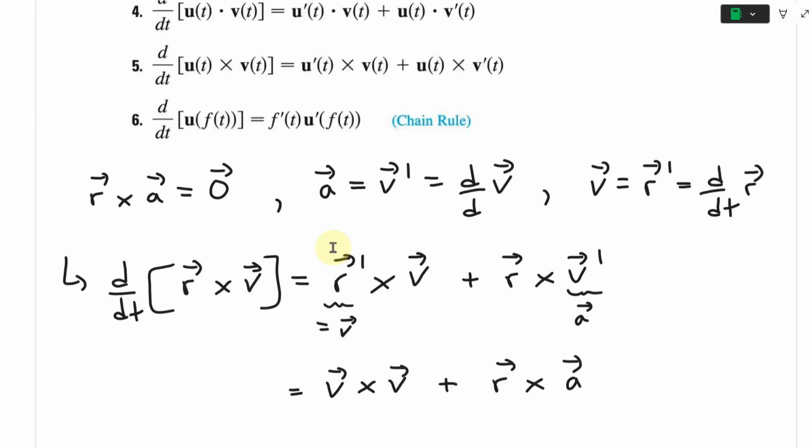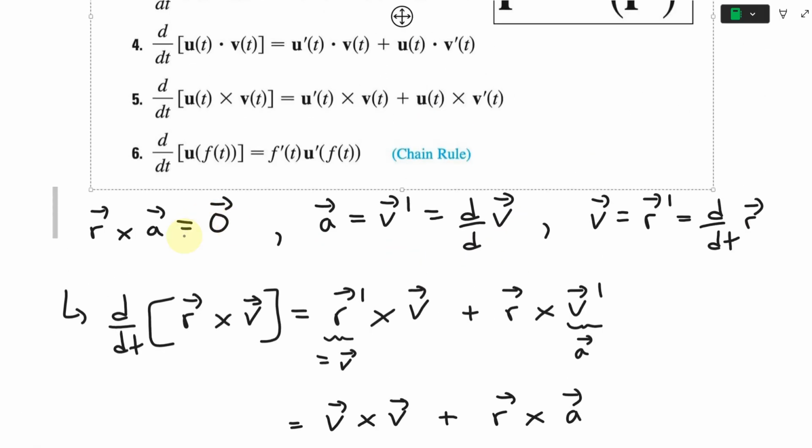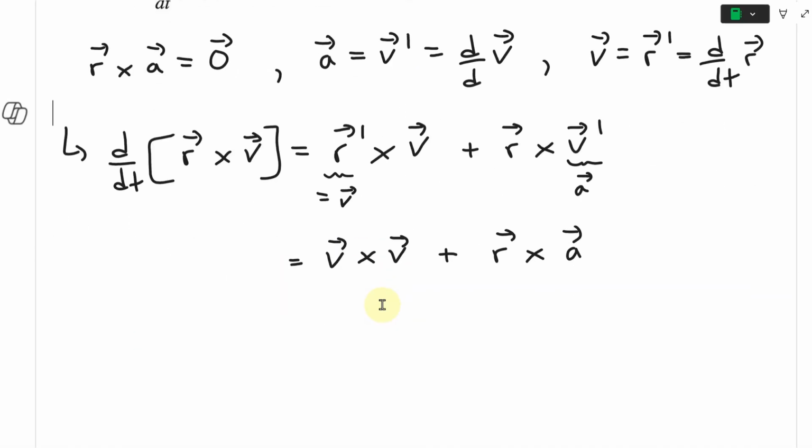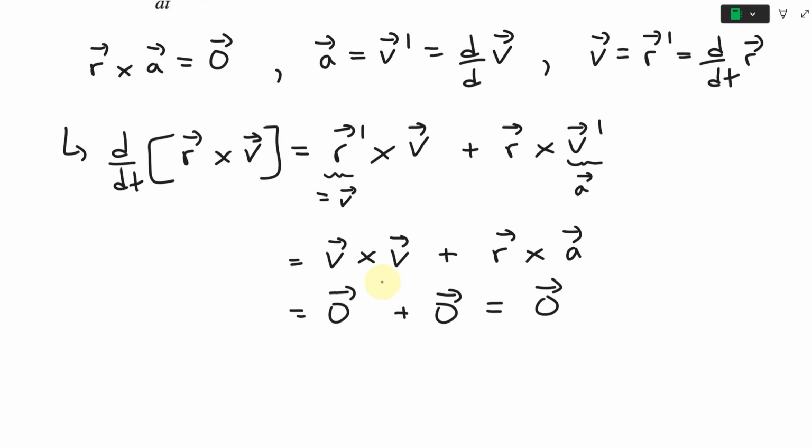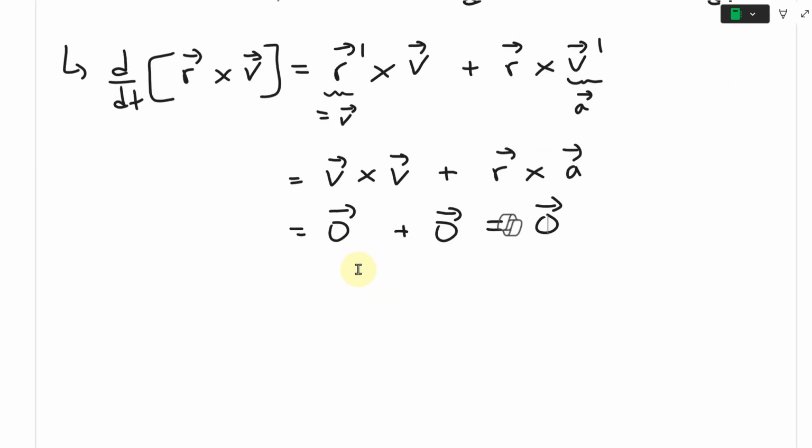We already know that r cross a is 0 because they're parallel. We also know that v is parallel to itself, so v cross v is also 0. So this whole thing is 0. This equals 0 plus 0 vector. In other words, we get a 0 vector. So that's a 0 vector. Thus, what this means is, now, this is a derivative.